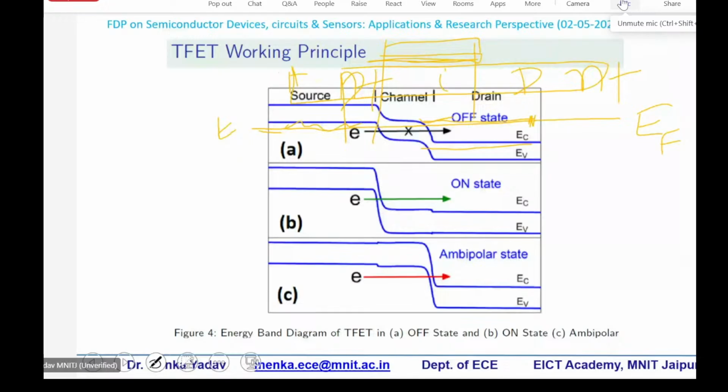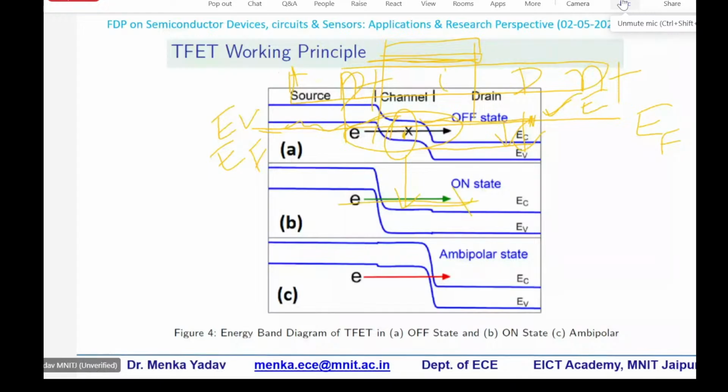This was intrinsic but towards a little bit P type, so I have taken it upside, but it will be a little bit downside, middle and a little bit downside, and this is near to the conduction band. If you apply some drain voltage, it comes down and you get this blue color. Still you can see the electron cannot cross this barrier. If you increase your gate voltage, then the electron crosses this barrier, and this is how the current flow is going to happen.